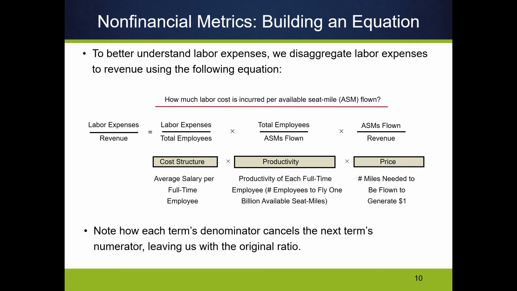And this is a profit measure. This is how many miles do we have to fly each seat in order to make $1, right? And just as a hint on this trick, notice that if you multiply these 3 ratios together, the total employees will cancel out in the first 2, the available seat miles flown will cancel out in the second 2, and we'll actually be left with just labor expenses divided by revenue. That's why I say this is a math trick to decompose this, because we haven't changed anything here. We've just used a math trick to expand what we see so that we can understand a few other things.